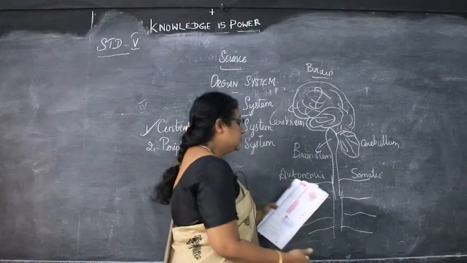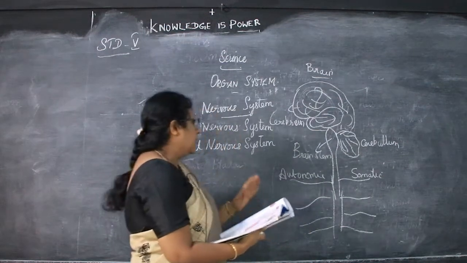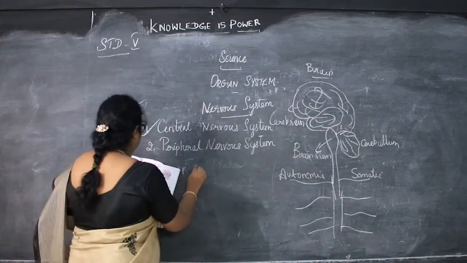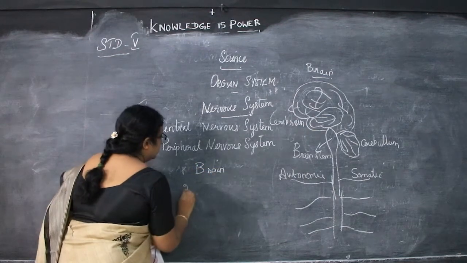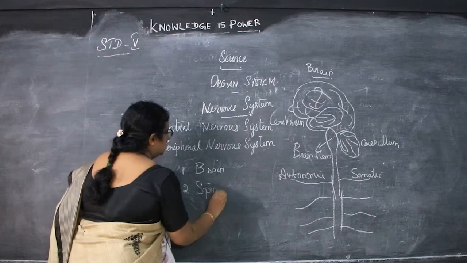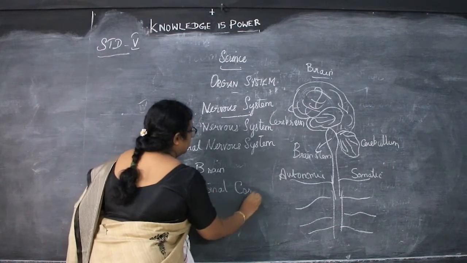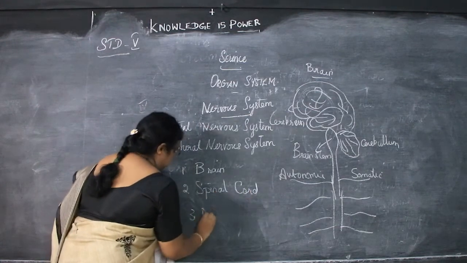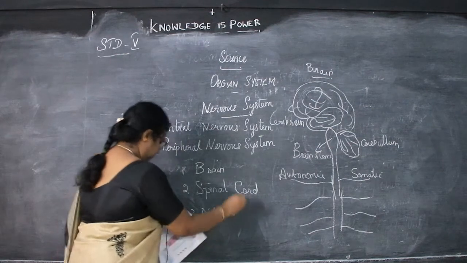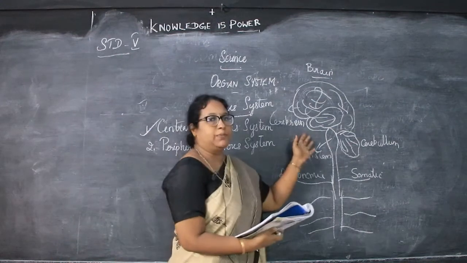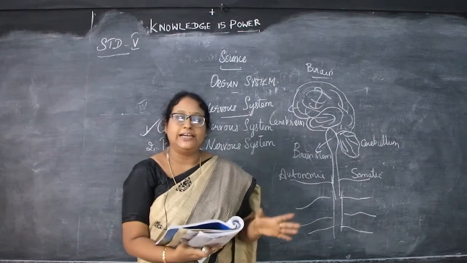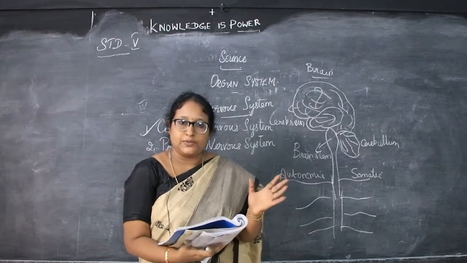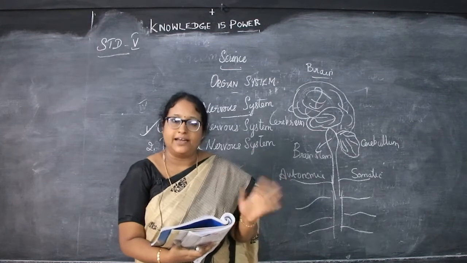Now, the central nervous system consists of the brain, spinal cord and the nerves. So first is the brain, second is the spinal cord and third is the nerves. First we will see about the brain. We use our brain to think, read and write.